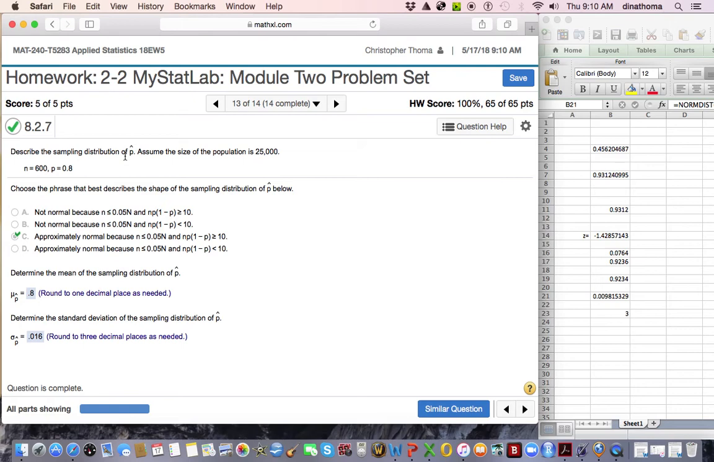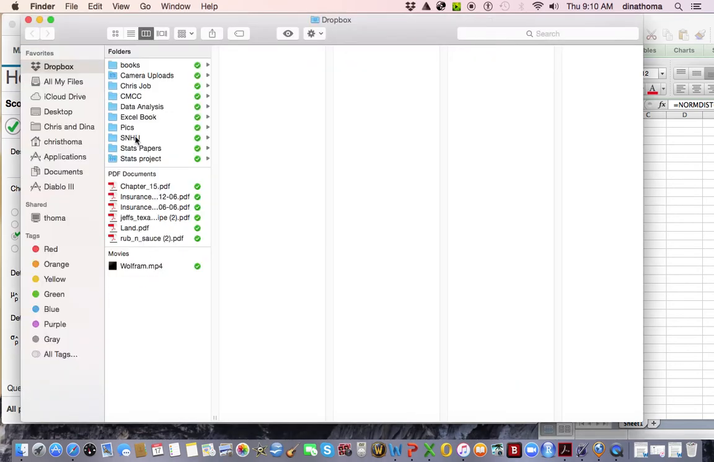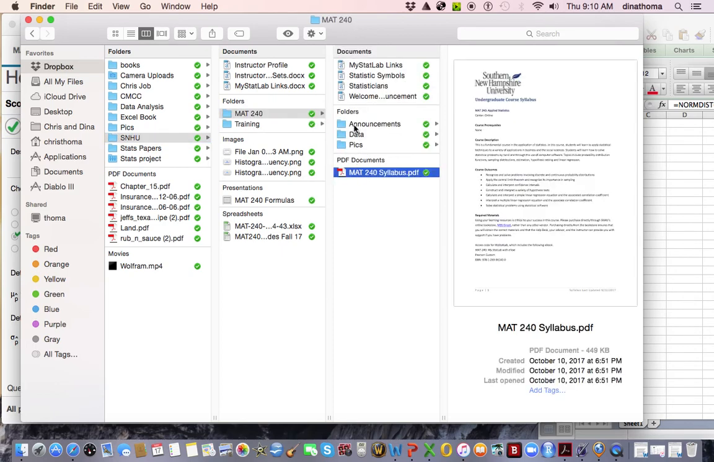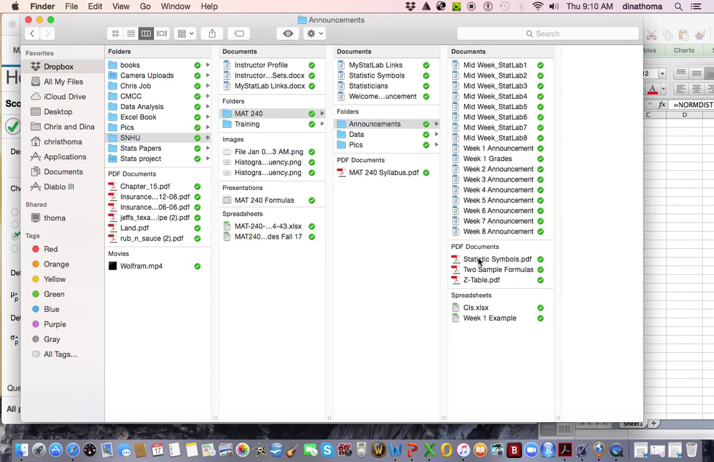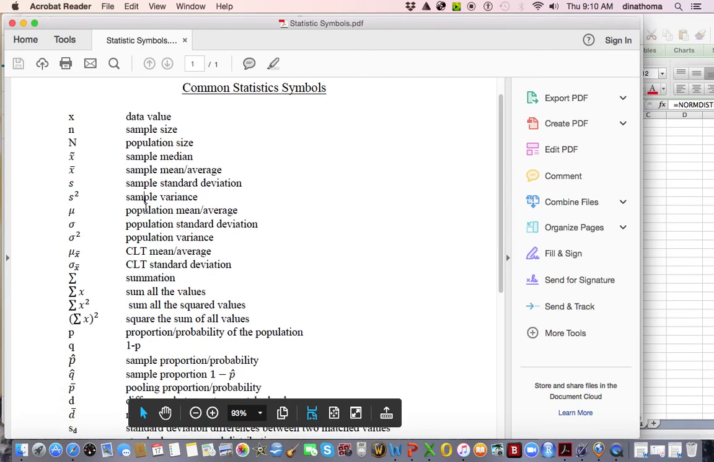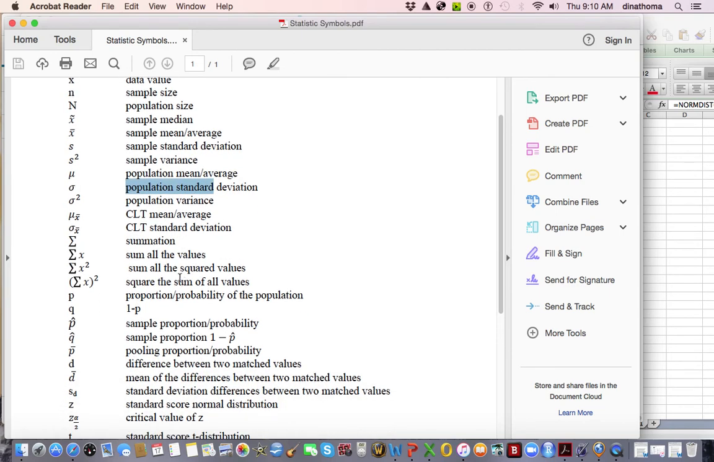Well, if you look at the little PDF sheet that I've attached here, I'll bring it up. It'll take 2 seconds because I need to attach it anyway. Let's see, that's the syllabus. That's not what I want. Statistic symbols. I'm going to post this to this week's announcement real quick. But here's all the values you're going to see in the formulas. Mu, which is a Greek letter, is the population mean. Sigma is the population standard deviation. And P is the proportion or probability of the population. Those are based on populations.